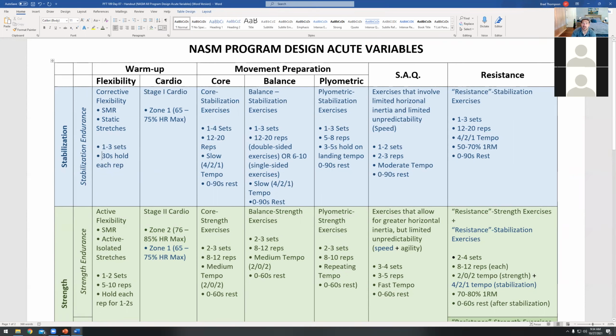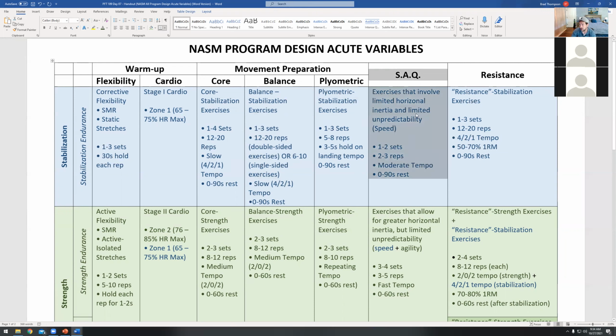And we're going to do stage 1 cardio. So that's zone 1. We're only going to put them at 65 to 75% of their heart rate max. That's steady state cardio. They're not doing any interval training or anything like that. We're going to pick core stabilization exercises, balance stabilization, and plyometric. And we're going to make sure that we pick the right reps and stuff.